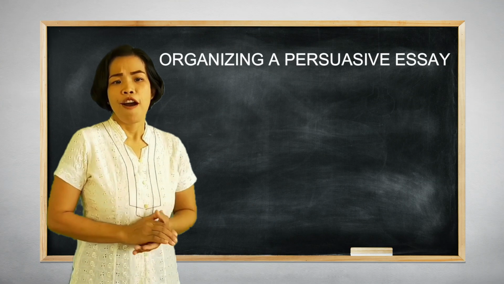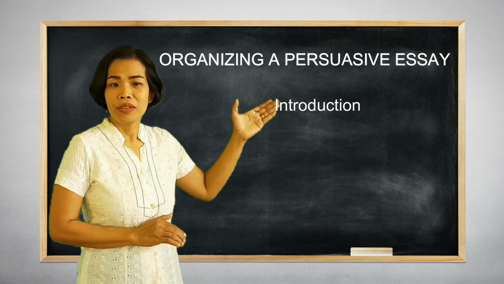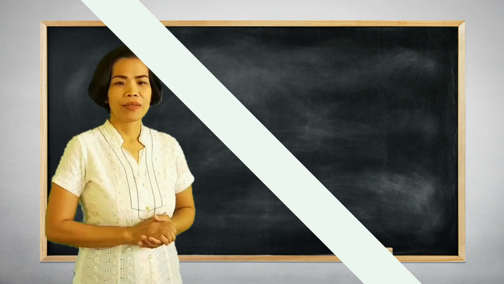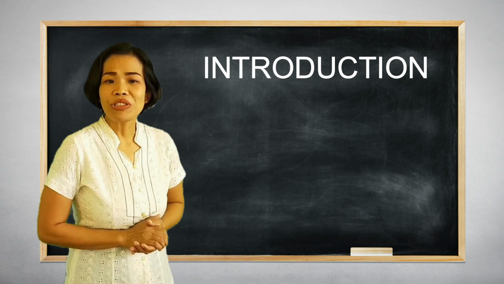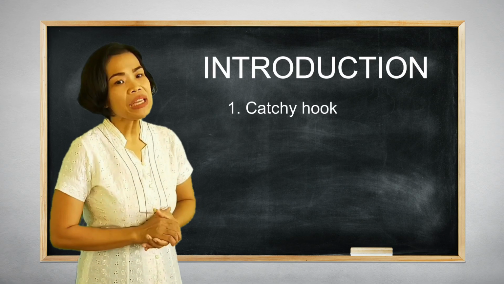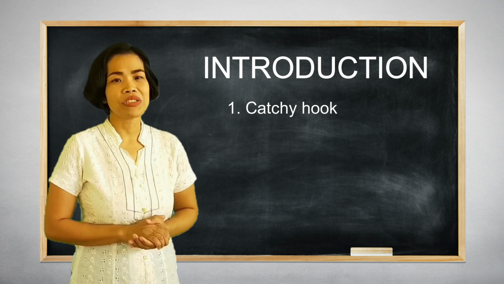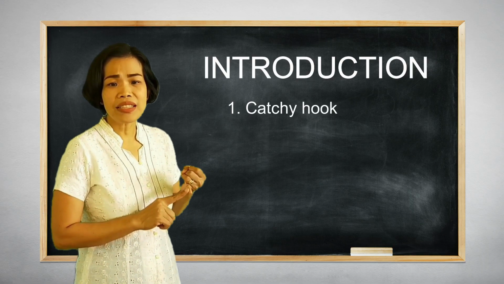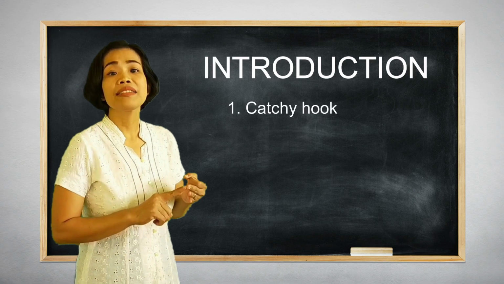What are the parts of a persuasive essay? We have the introduction, the body paragraphs, and conclusion. Let's talk about the introduction. Your introduction should contain the following. 1. Catchy hook. It means that the introductory paragraph should have a strong hook that grabs the attention of the reader. You can start with an unusual fact or statistics, a question or quotation, or emphatic statement.